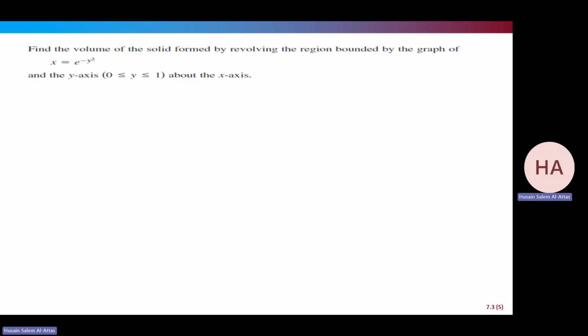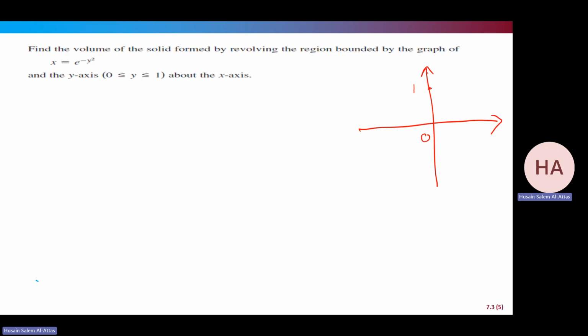In this section, now we'll do more examples. This is x equals e to the power of minus y squared. Sometimes I don't know the graph, but I can think of it. And the y-axis, where y is between 0 and 1. This is what I care about.